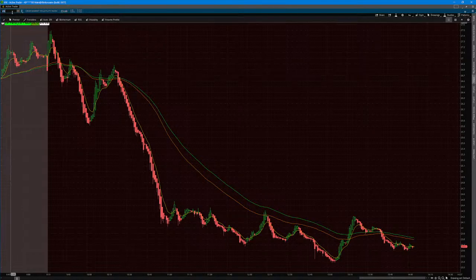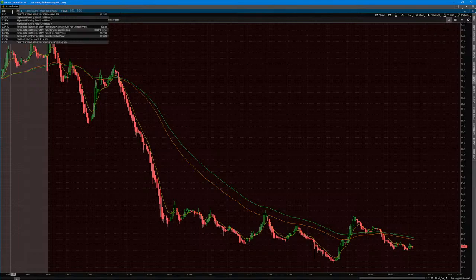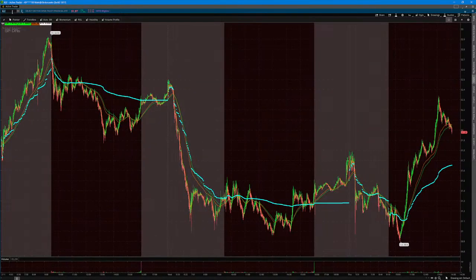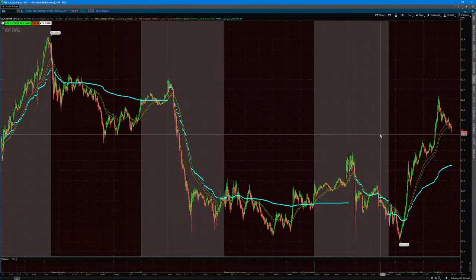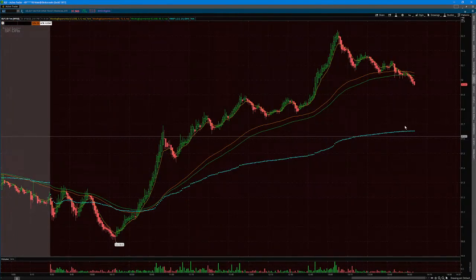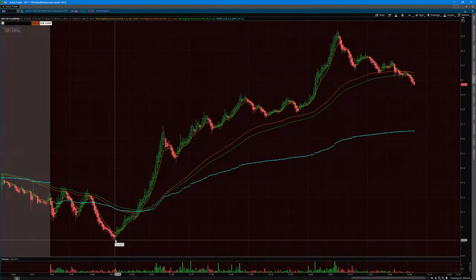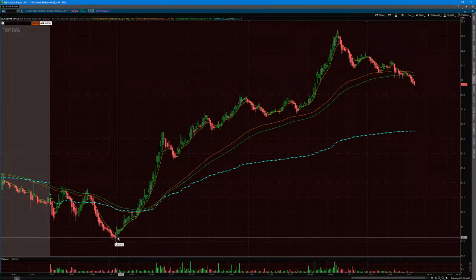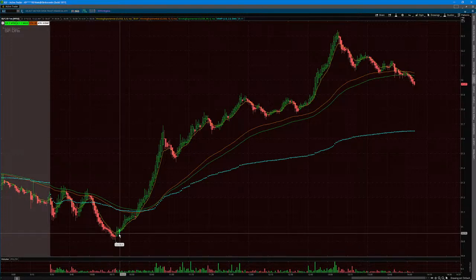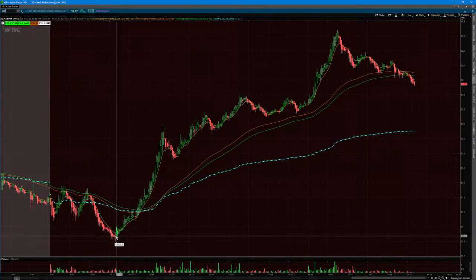And then let's take a look at this, the XLF, the financials ETF. And I think this was another very important clue, that the XLF reversed higher about that same time.